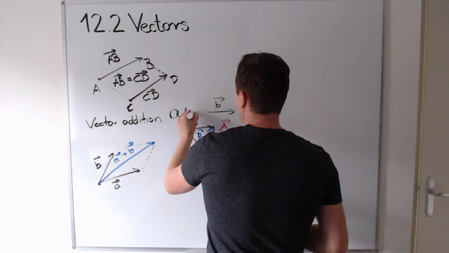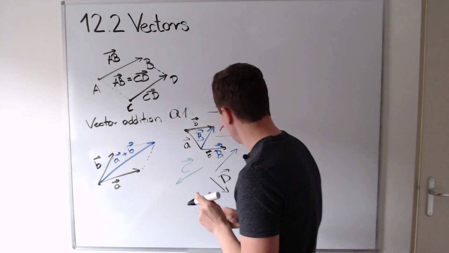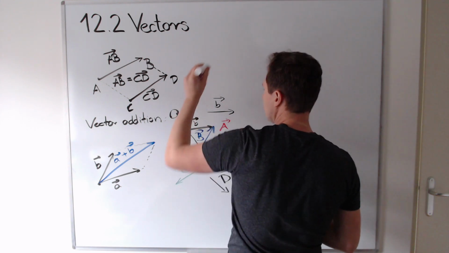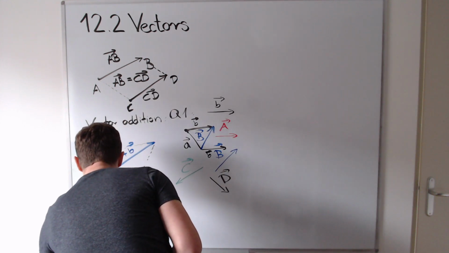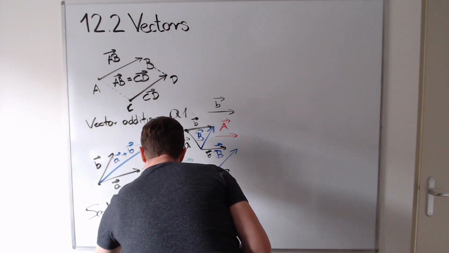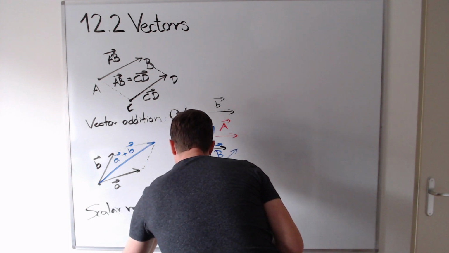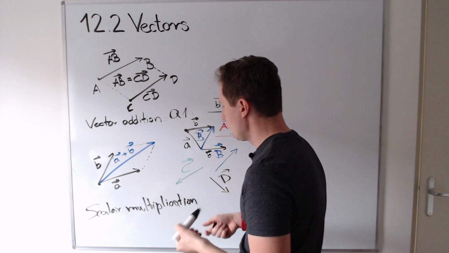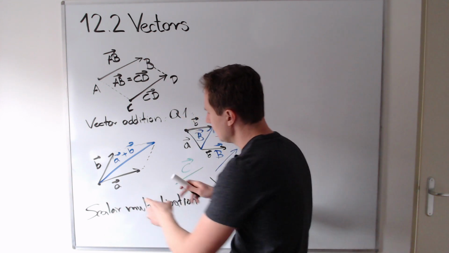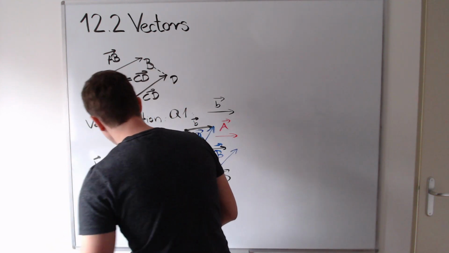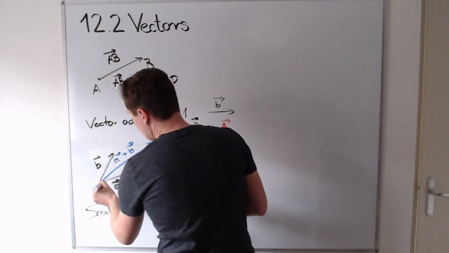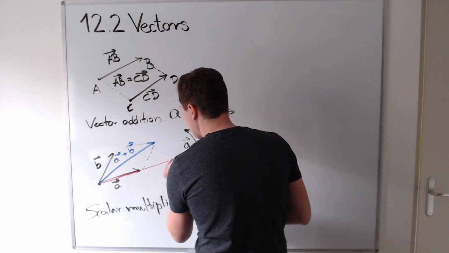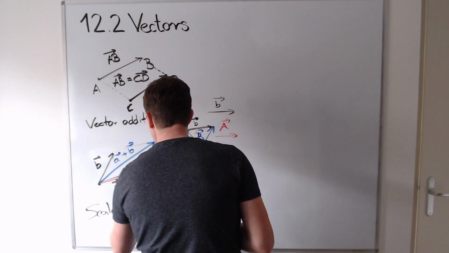Okay, so now that we know how to add vectors, we look at scalar multiplication, how we multiply vectors by numbers. We can take a vector and multiply it by a number. For example, in this drawing, if I want to multiply A by 2, that means I look at the vector that goes in the same direction but is twice as long as A. So that would be 2A.